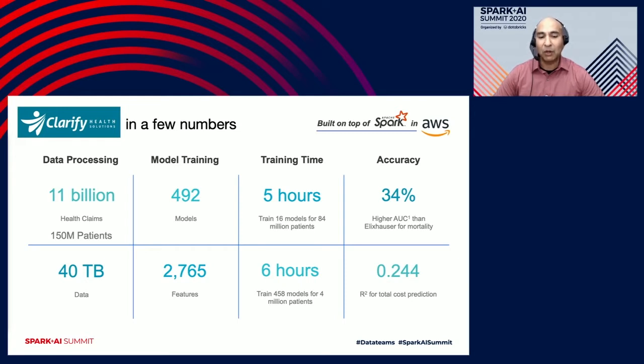We have a lot of models that we train. Right now, that number is actually over 2,000. And then we have over 2,000 features that feed into those models. In terms of our infrastructure, it's all built on AWS and Spark. Right now, we can train 16 models for about 84 million patients in about 5 hours.